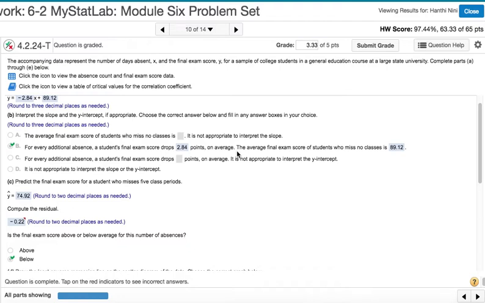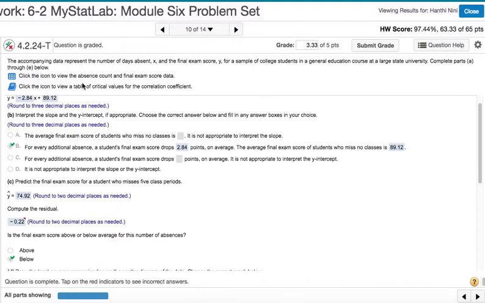My name is Christine G, and I'm going to be going over problem number 10 in Module 6, and it's a simple linear regression problem. So the first thing we're going to look at is that the data set tells us the number of days absent, which is X, and the final exam score, Y. And this is for a sample of college students in a gen ed course at a large state university.